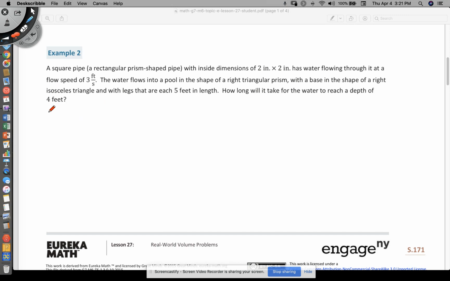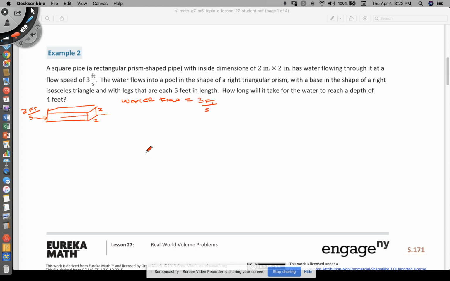All right, so the first thing I'm going to do is kind of draw a makeshift of that pipe. All right, so here's my pipe. It's a 2 by 2, and the water is going through it at 3 feet per second. So we can even put here water flow is 3 feet per second.